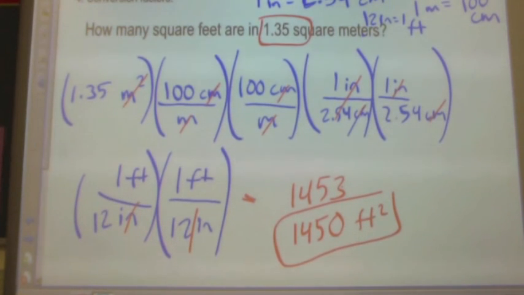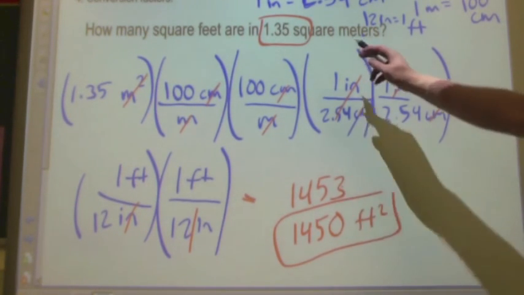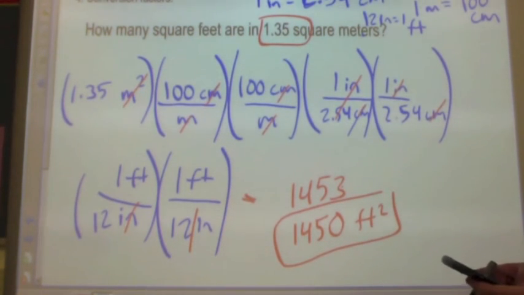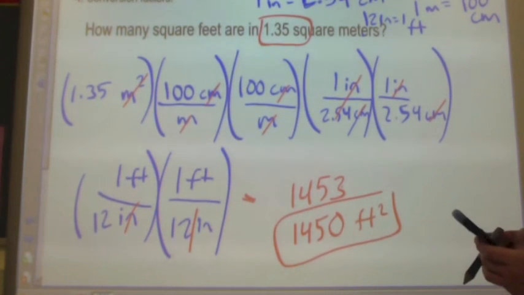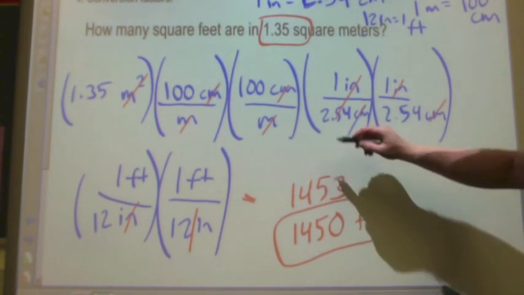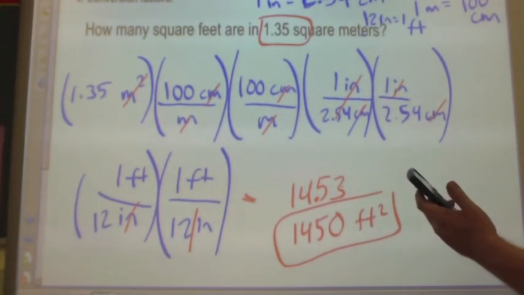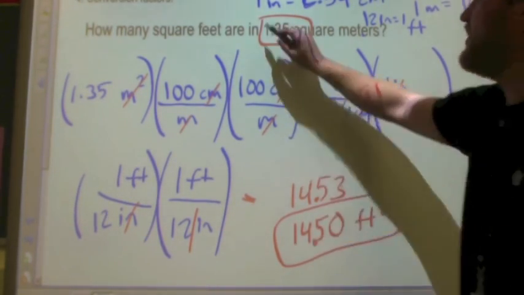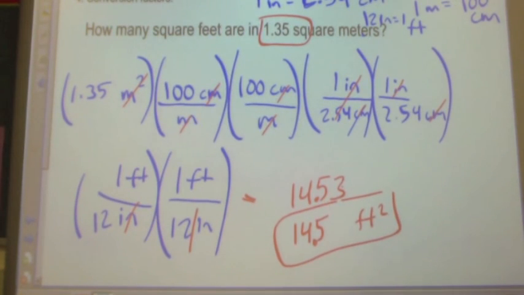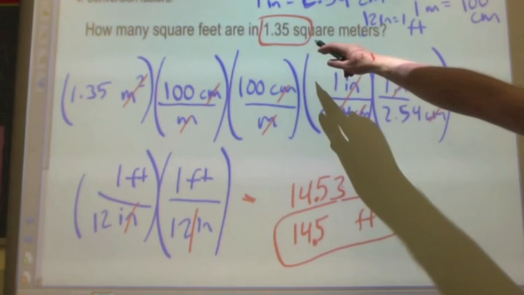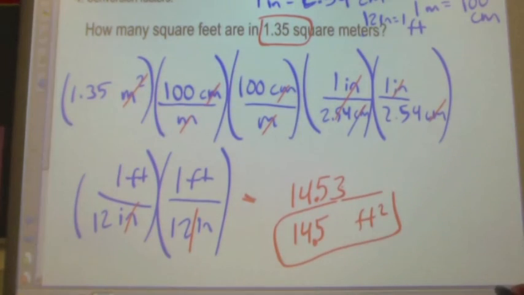That can't be right. Let me run the numbers again. It seems very large. I may have done a calculator error. 1.35 times 100 times 100 divided by 2.54 divided by 2.54 divided by 12. Yeah, divided by 12. I must have messed up a couple decimal points because now I'm seeing 14.53, which is going to give me 14.5. Well, I would have made a mistake there, but fortunately I just kind of realized this is, you know, not that large. So 14.5 square feet.